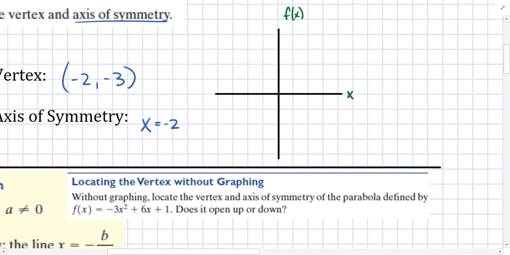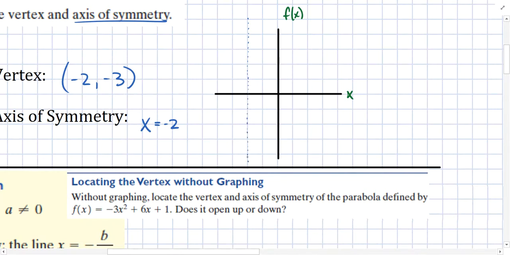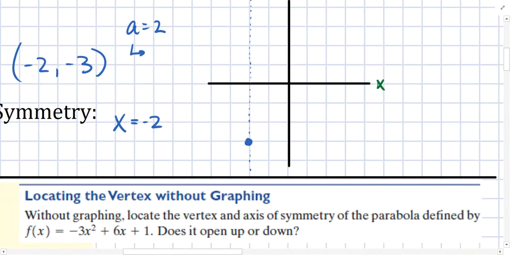That axis of symmetry gives us this imaginary vertical line that acts as a mirror, if you will, or cuts our parabola in half. Now we've got this parabola that's located at negative 2, negative 3, which is right here. Its vertex is right there. And with an a value of 2, this is telling me that the graph of this parabola is going to open up because it's a positive number, and it's going to be twice as tall as a usual parabola.